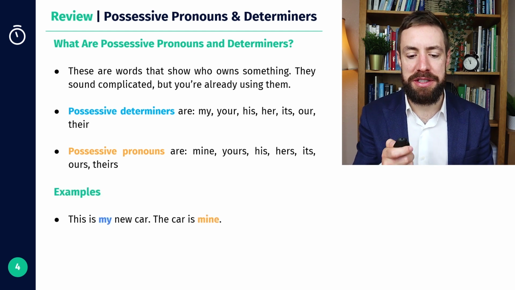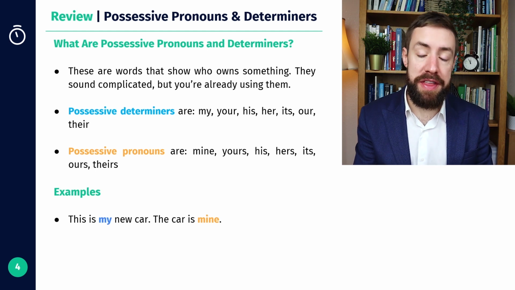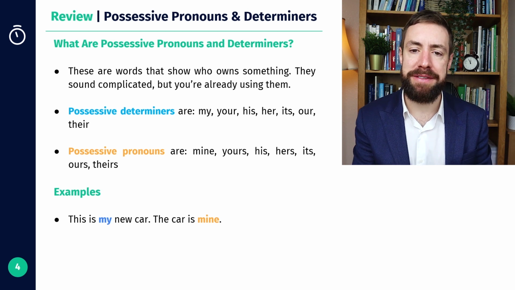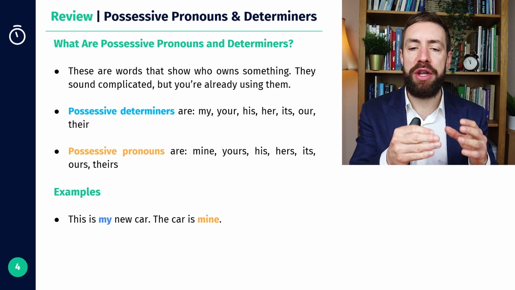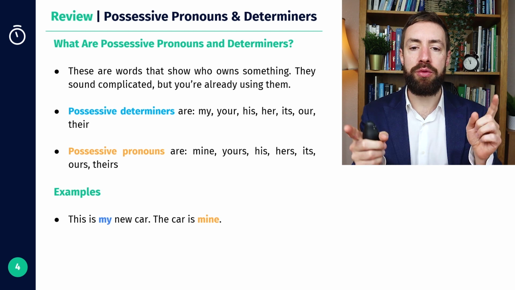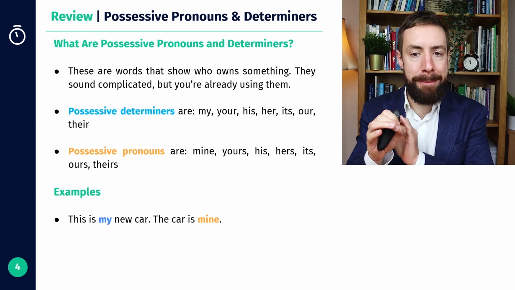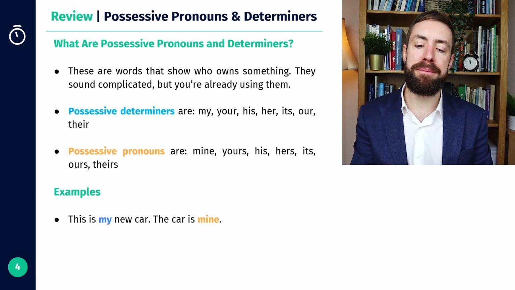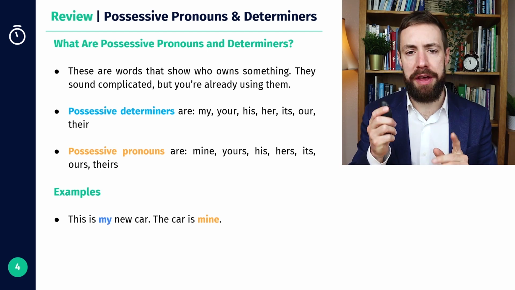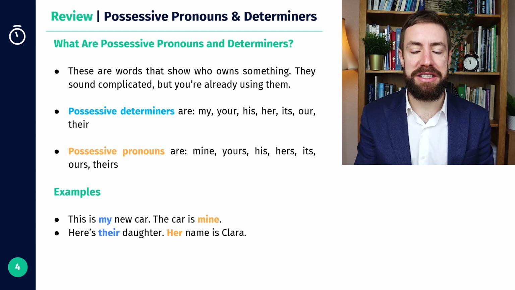Let's see some examples. First of all, this is my new car. This car is mine. All right, so the blue is the possessive determiner. When we organize the sentence in that way, we say this is my car. Or if we change the order, we say this car or the car is mine. So usually the possessive pronoun comes later in the sentence. And let's see some other examples as well. Here's their daughter. Her name is Clara.